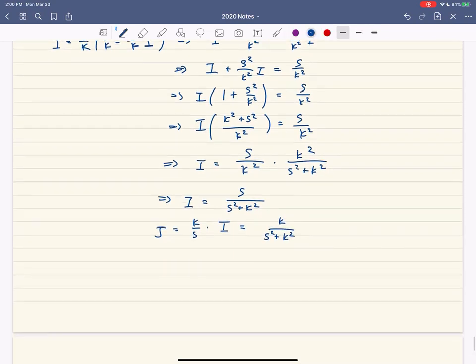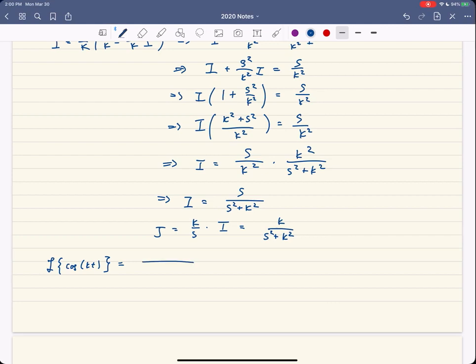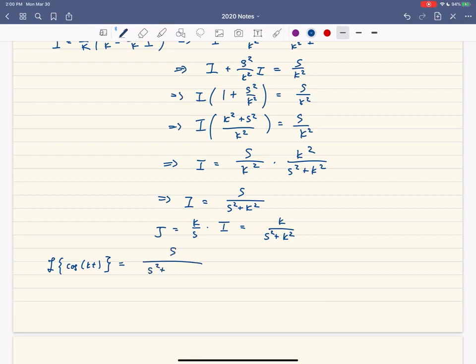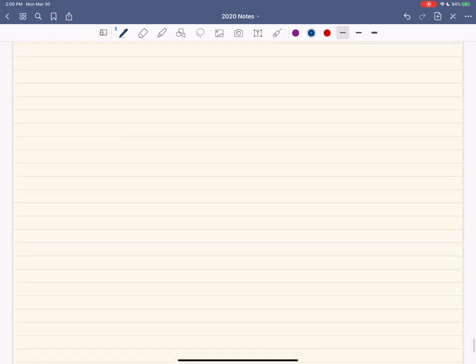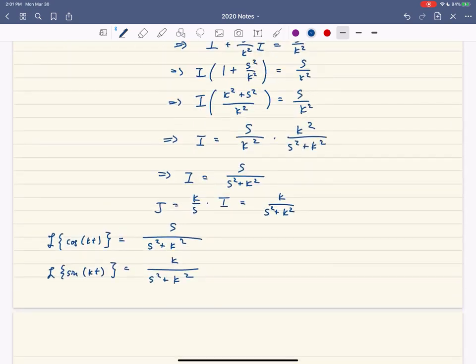So what we've just shown is two Laplace transforms, the Laplace transform of two separate but related functions. We just showed that the Laplace transform of cosine of kt, that's what we're calling I, is s over s squared plus k squared, and the Laplace transform of sine of kt is k over s squared plus k squared. These are valid for all s. Oops, excuse me. These are valid for all s.